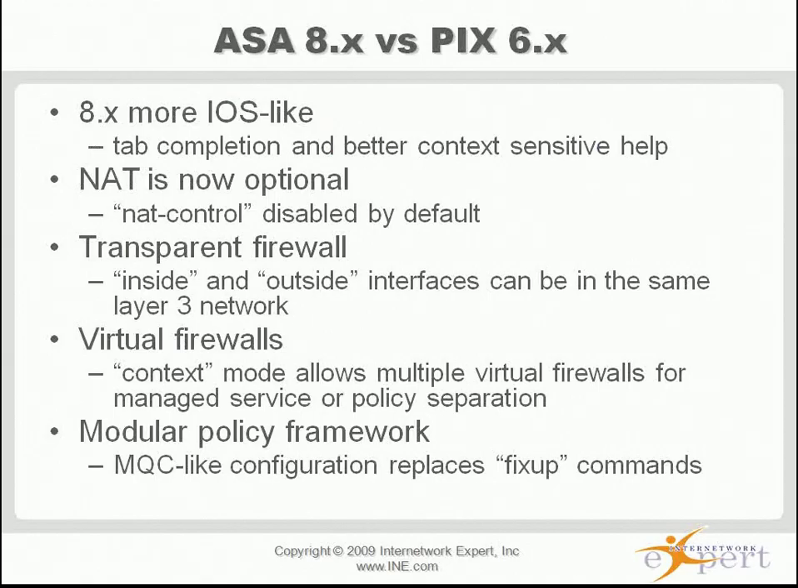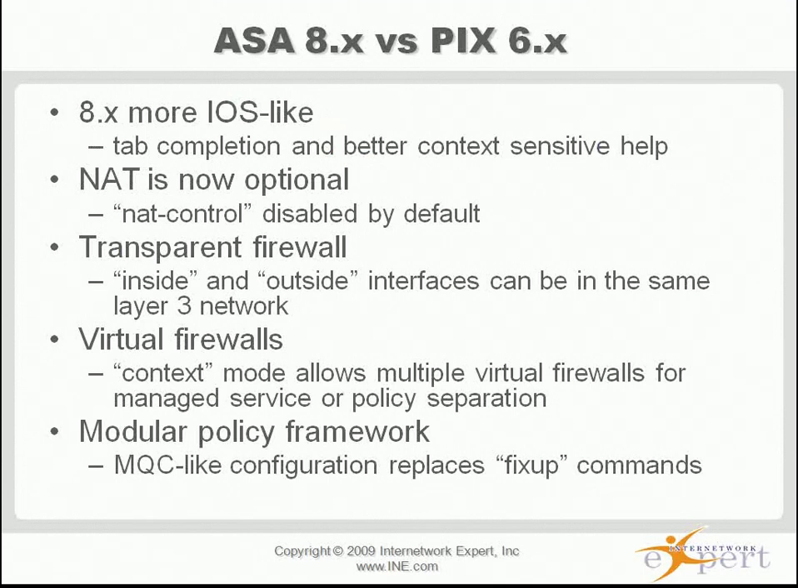You'd also add in the modular policy framework. It came in 7.0, but more and more features are available in the 8.0 versions. Basically, it's a structure similar to the MQC. For those of you that are familiar with the routers, the MQC, modular QoS CLI, has a hierarchy structure: class maps to match and classify traffic, policy maps to act on the individual classes, and then being applied with a service policy.